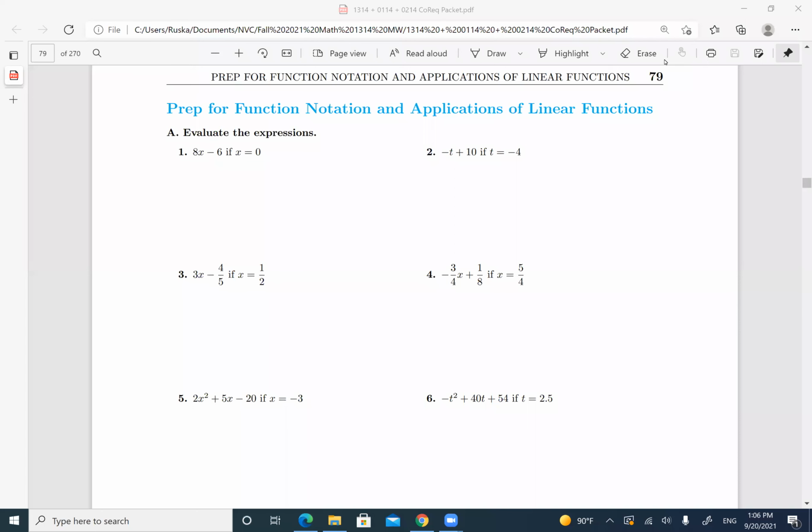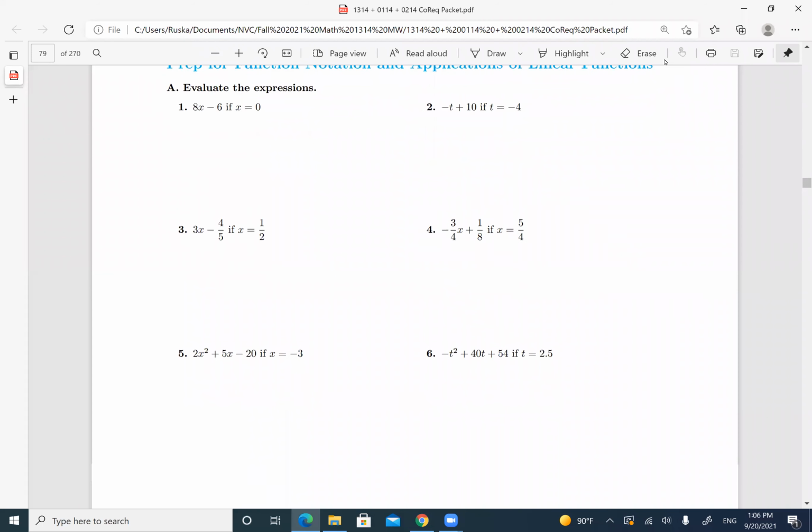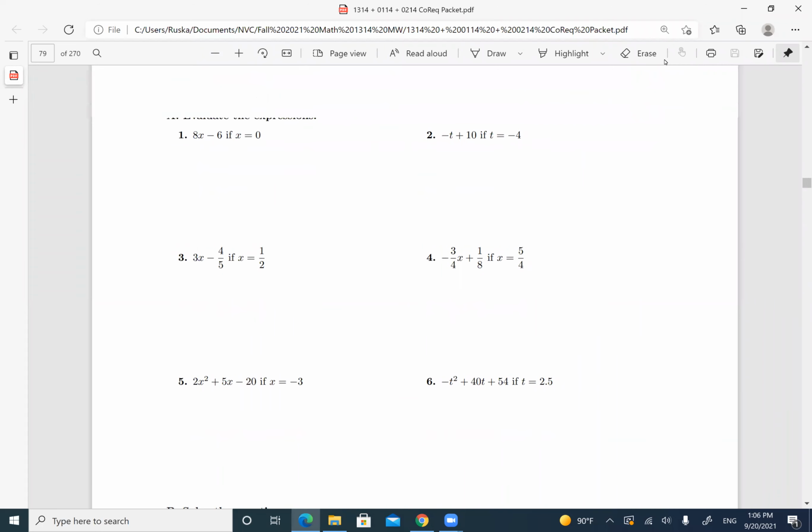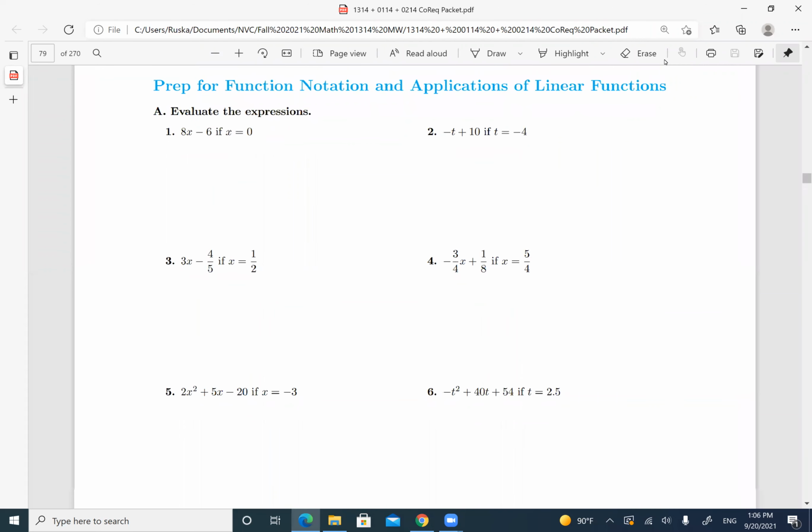Okay, so today we're going to start with functional notation and applications. And before that, we're going to prepare for that. So we're starting with page 79. And the first few questions, the first 6 questions, say to evaluate the expression. So I'm just going to do one or two of those.